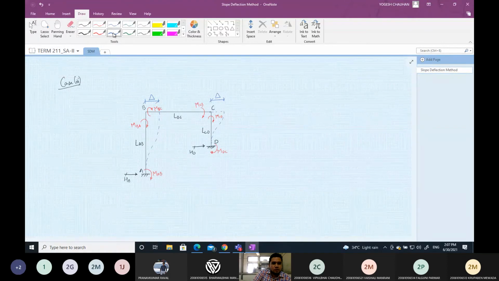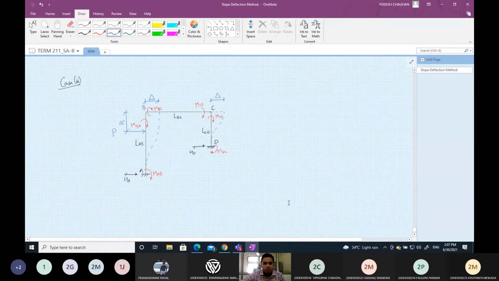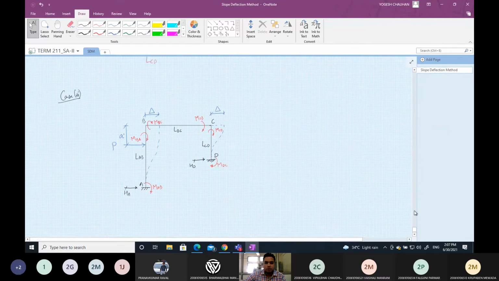This time this force is acting here, and let this distance from B be A. So here, same as earlier, this frame is an unsymmetric frame, and lateral load is present. So this implies it is a sway frame.